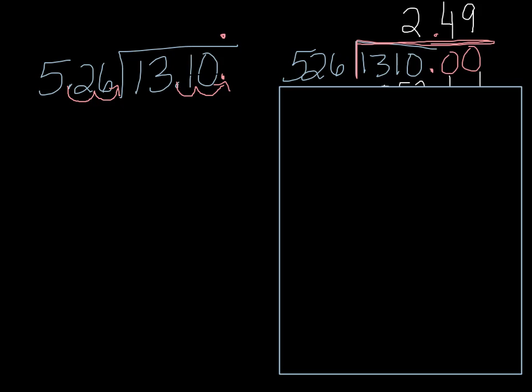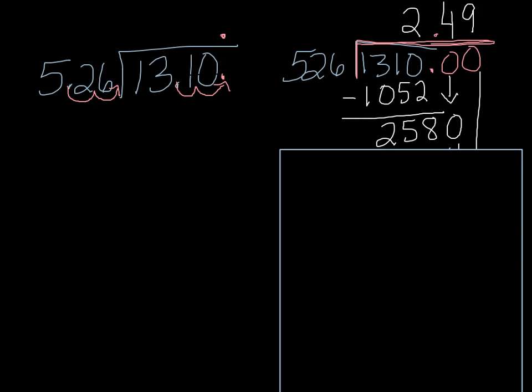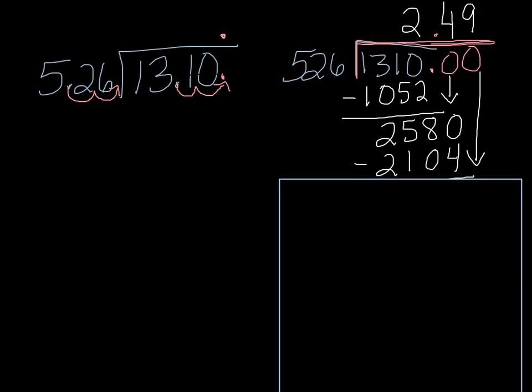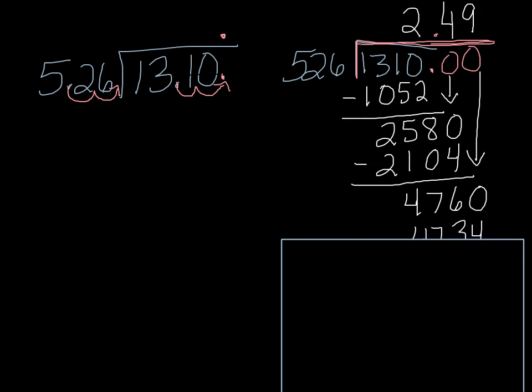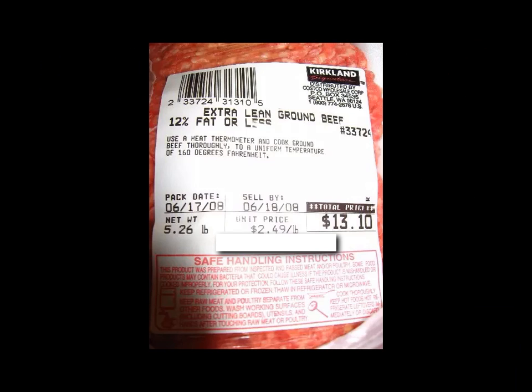526 going into 1,310. The decimal goes straight up. Twice goes into 1310, subtract and bring down. 4 times, subtract and bring down. And then 9 times, subtract and bring down. There is a little bit left over, but since we're talking about money, I stopped at the hundredths place because that is the cents. So our final answer is that it costs $2.49 per pound in order to buy this ground beef.